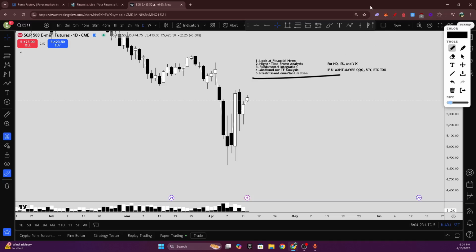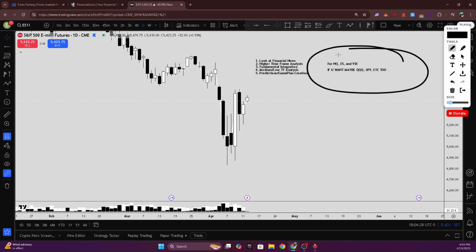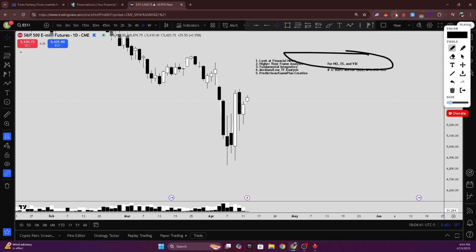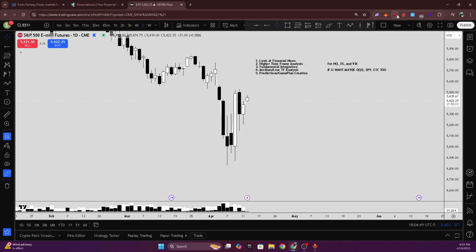And then at the end, we're going to create our game plan or predictions. And we're going to do this for NQ, ES, and VIX. And if you really want, you can do it for QQQ, SPY, and much more. It depends on what you're trading, but I find that charting out your main commodities or indices, whichever you trade, alongside a different analysis portion, you can definitely find success. But these are all additional, which can definitely help you as well.